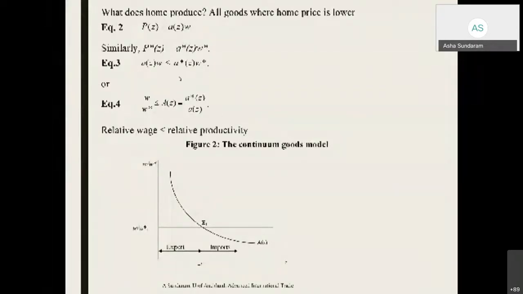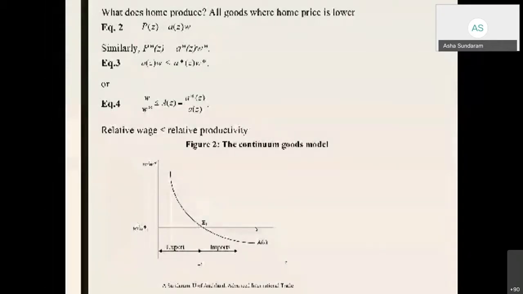Now I can rewrite that as W over W star is less than or equal to A star over A of Z, which is just the ratio of relative productivities. In other words, as long as the relative wage is less than or equal to relative productivities, then my cost of making those products is lower, my prices are lower, and I have a comparative advantage, which means I will produce and export.